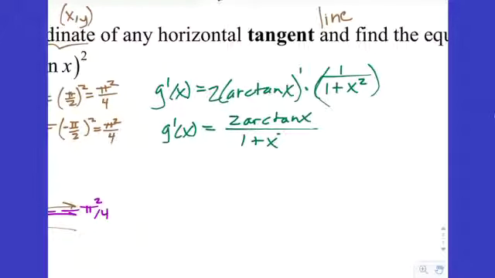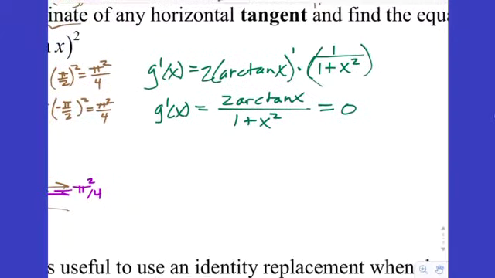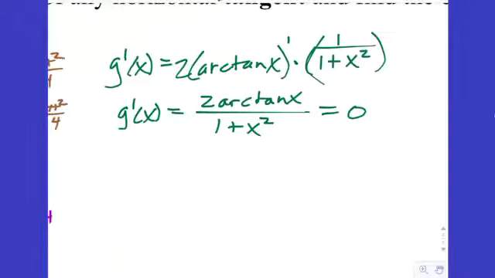So now it's a single term. That looks pretty nice. And you always want to show the equation you're solving. So whether you're plugging in for x or you're setting it equal to a number, show that. In this case, we're setting it equal to 0 because we want horizontal tangents. And now, when is a fraction equal to 0? Right, 0 over non-zero, so we'll just set the numerator equal to 0.